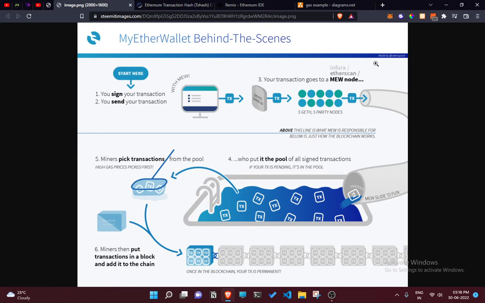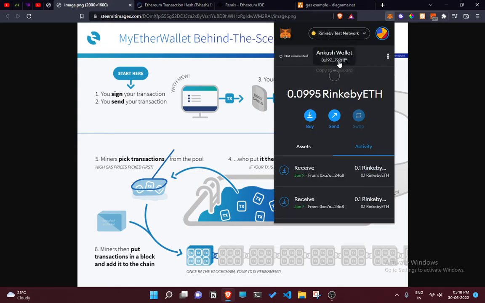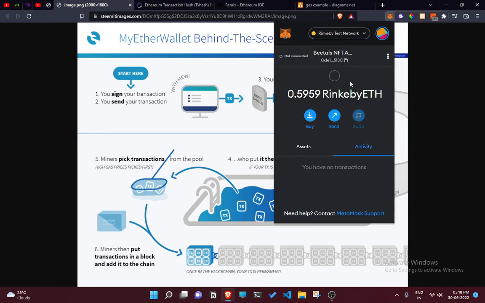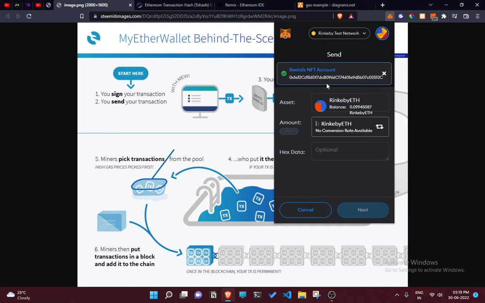Even in this case, if you open up your MetaMask and you want to send some ETH to your main account, let's say I copy my second account, and I want to send ether from this account to this account. Let's say I just want to send 0.